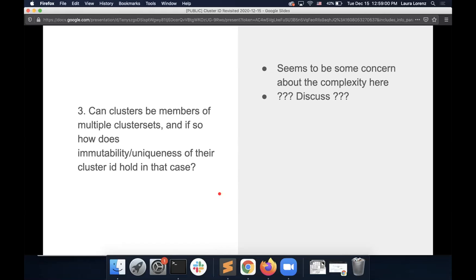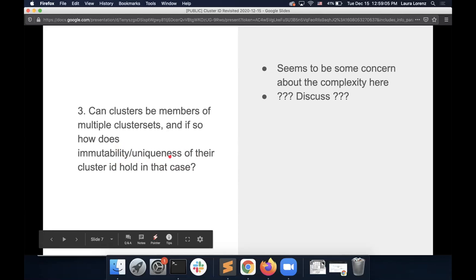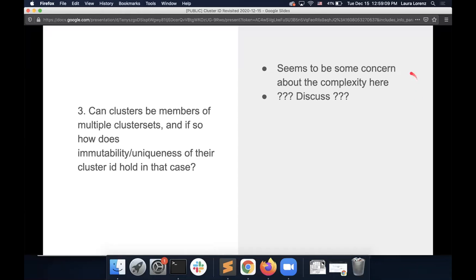Can clusters be members of multiple cluster sets? And if so, what happens to our special words here in that case? And there seemed to be basically a, oh no, sounds very complicated kind of feeling, if I understood properly. And then let's discuss. Do you think that's a discussion for right now, or table it for later?